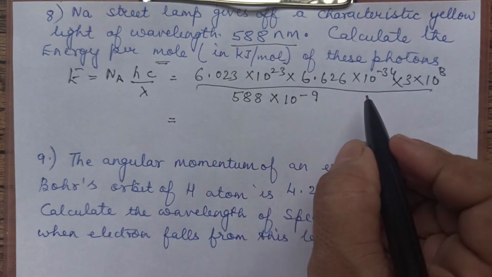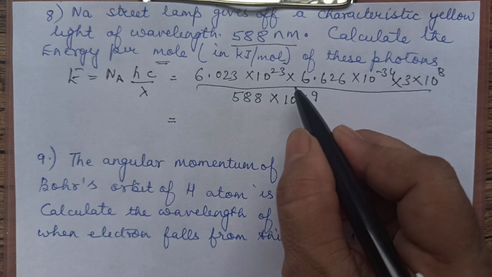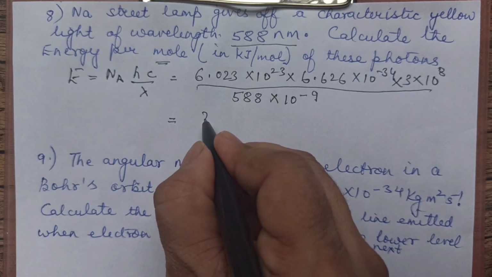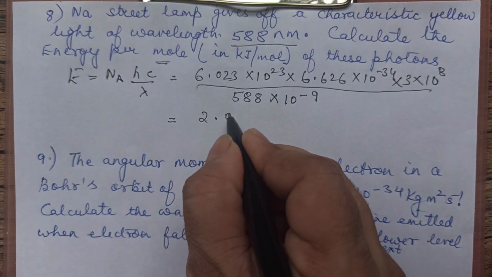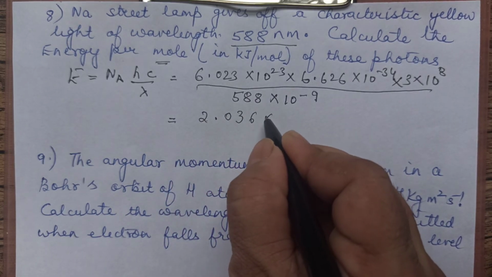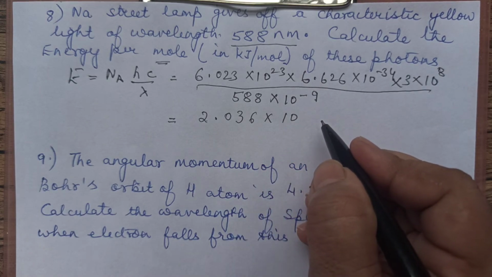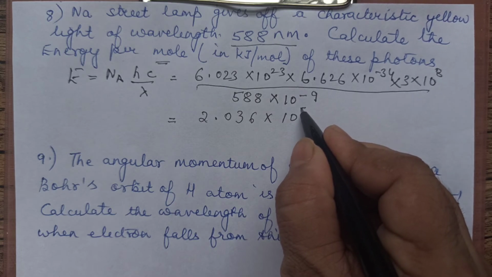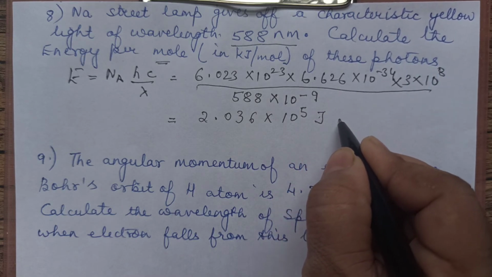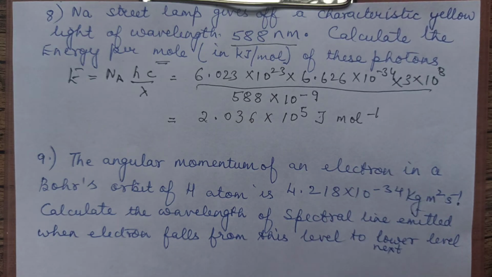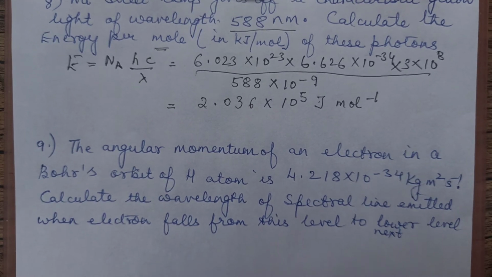Now if I solve all these powers, I am going to take the powers separate and these values separate. So if we solve, we get 2.036 into 10 to the power 5 joule per mole. Got it till here? Okay, now we are taking the next question.